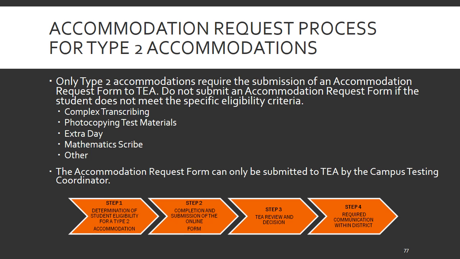Accommodation request process for Type 2 accommodations. Only Type 2 accommodations require the submission of an accommodation request form to TEA. Do not submit an accommodation request form if the student does not meet the specific eligibility criteria. For complex transcribing, photocopying test materials, extra day, mathematics scribe, or other. The accommodation request form can only be submitted to TEA by the campus testing coordinator.